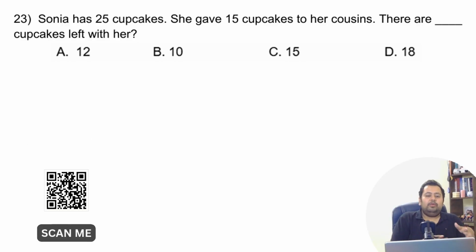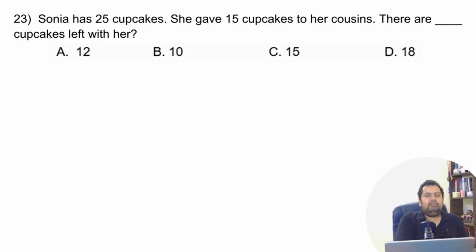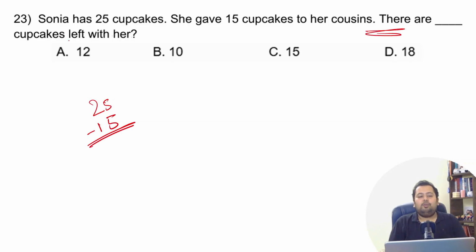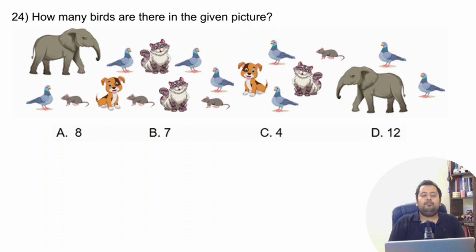Obviously, this is a very simple one. If she had 25 cupcakes and she gives away 15 out of that, it is nothing but 25 minus 15 that you have to do to find out how many cupcakes are left with her. If you do this subtraction, you will find option number B as the correct answer. If you could get it correct, give yourself a star. And we now move to question number 24.